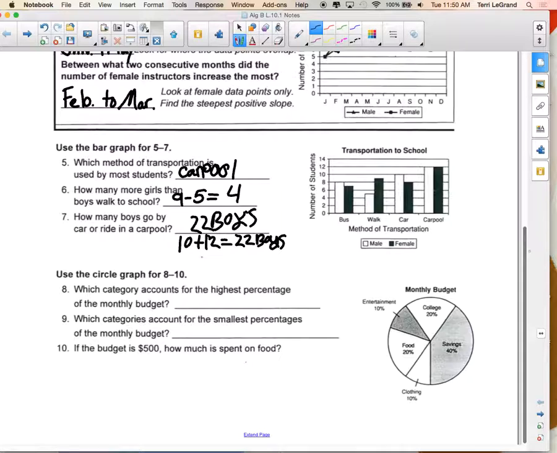Oh, I know, you all walk. No. You ride the bus. You come in your own car.